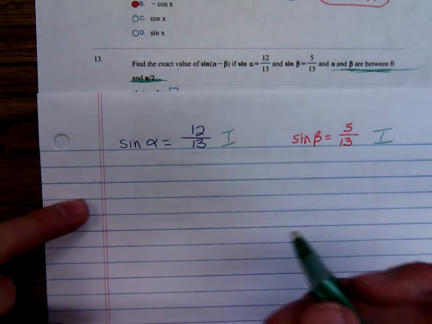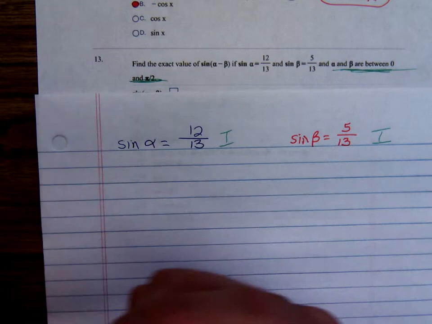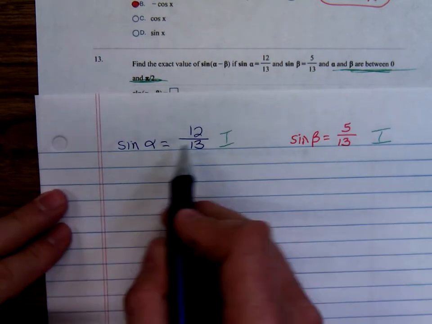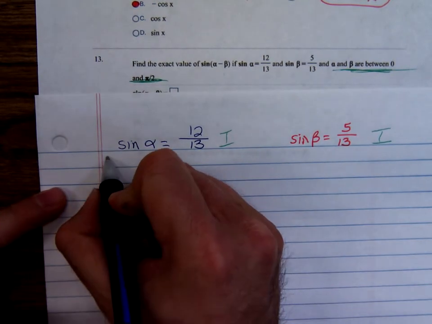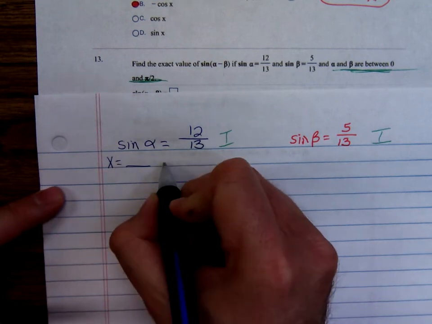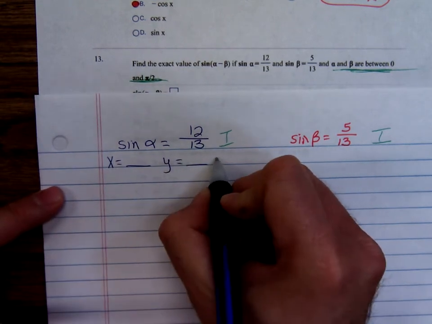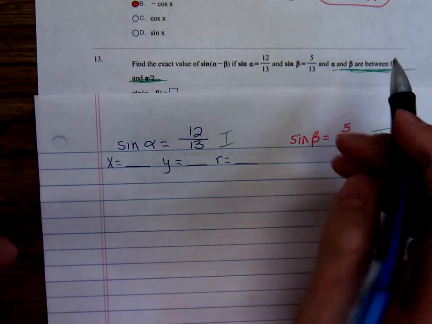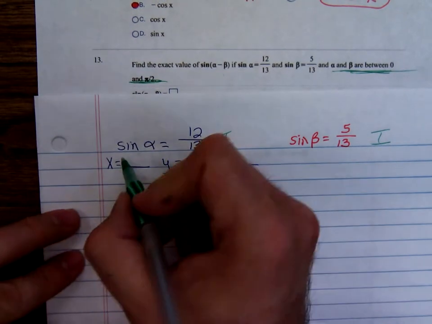Between 0 and 90 degrees. So that means x and y in both of these are what? Positive or negative? Positive. X is positive. Y is positive. R is always positive. I'm going to go ahead and put a little plus right here.